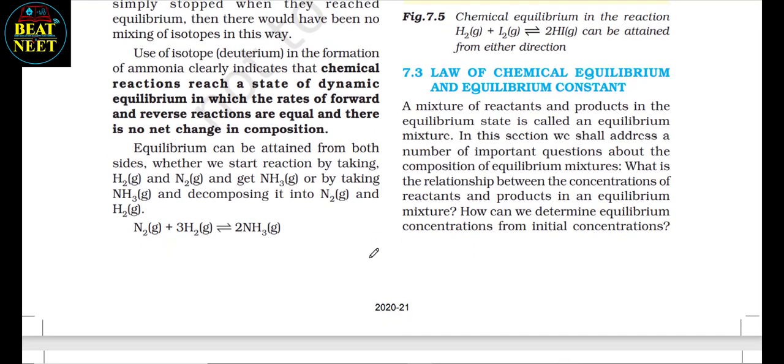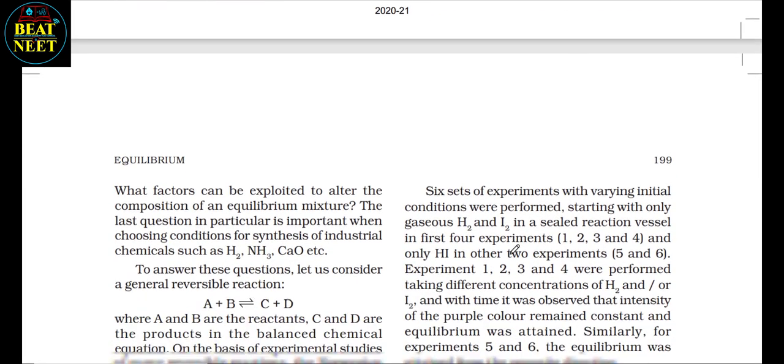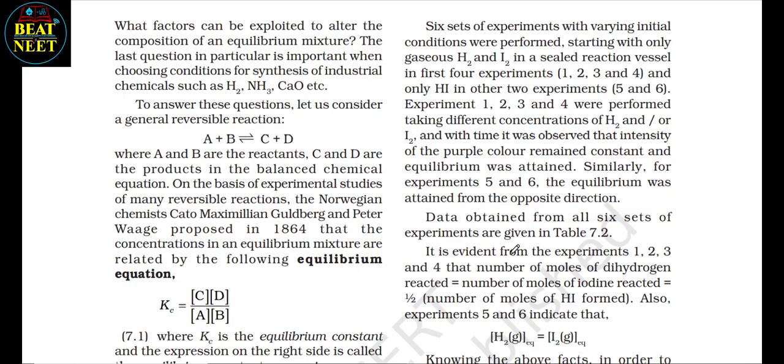Now come to 7.3, law of equilibrium and equilibrium constant. A mixture of reactants and products in the equilibrium state is called an equilibrium mixture. In this section, we shall address a number of important questions about the composition of equilibrium mixtures. What is the relationship between the concentration of reactants and products in an equilibrium mixture? How can we determine equilibrium concentration from initial concentrations? What factors can be exploited to alter the composition of an equilibrium mixture?